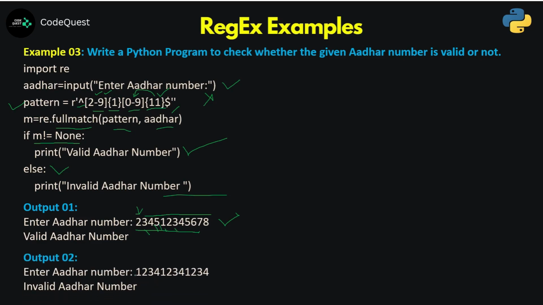Let's say we have given one more Aadhaar number where you can see the very first digit begins with 1. But as per the pattern, the first digit should be in between 2 and 9. It cannot be 0, it cannot be 1. Hence this pattern is not going to match. As a result, fullmatch will return None. Hence, the else part will execute, printing that it is an invalid Aadhaar number.